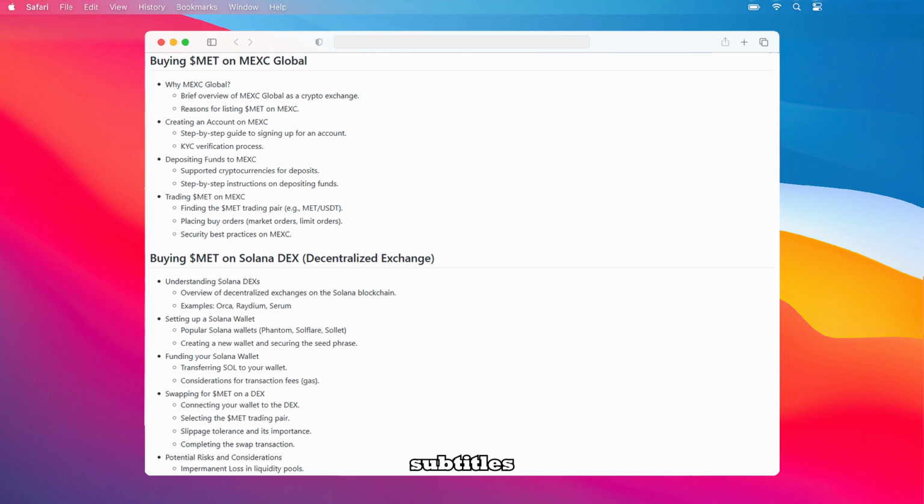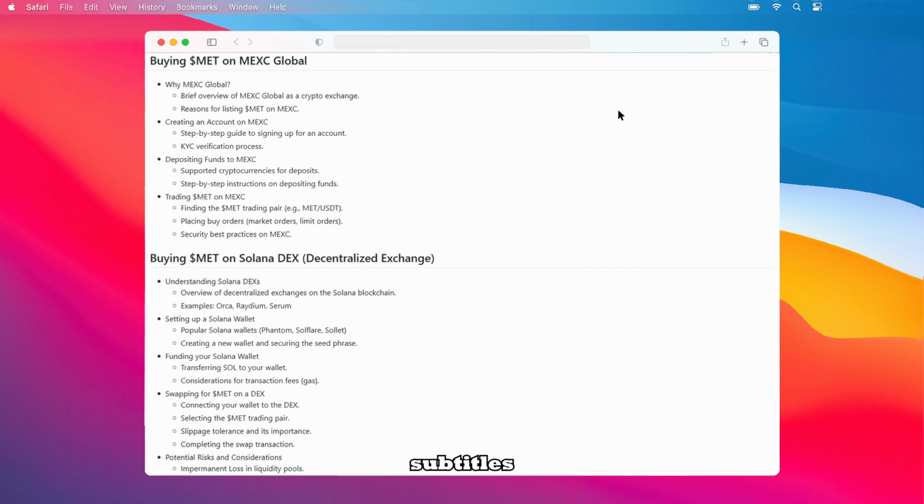Right, let's walk through how to buy $MET, the METEORA token, on a Solana decentralized exchange, or DEX. First, it's important to understand what a Solana DEX is. These are decentralized exchanges operating on the Solana blockchain, with popular examples being Orca, Raydium, and Serum. To begin, you'll need a Solana wallet. Popular choices include Phantom, Solflare, and Solet. Make sure to create a new wallet and, critically, securely store your seed phrase.